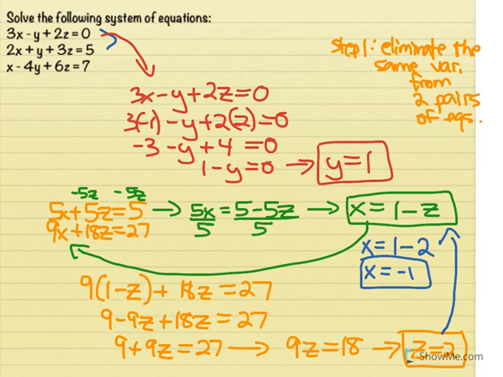And that's our solution. It's negative 1, 1, 2. That's x, y, z. That's our final solution. So step 1, eliminate the same variable from 2 pairs of equations. We chose to eliminate y from 2 pairs. You can eliminate x from 2 pairs. It doesn't matter. Once you do that, you get down to 2 equations with 2 unknowns, and then you just use either substitution or elimination to get down to the 1 variable, and then work your way back up, substituting the values back in. Hopefully this was helpful.